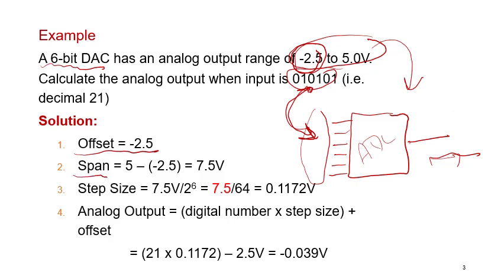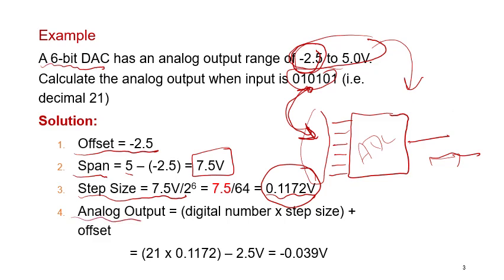The span or the range is equal to 5 minus minus 2.5, which is equal to 7.5. Then the step size, I hope you are clear about step size. For each step, equivalent to what? It's equal to 7.5 over 2 to the power 6, which equals 0.1172 volts. So each step equals this value.